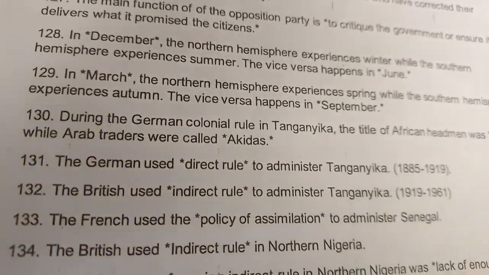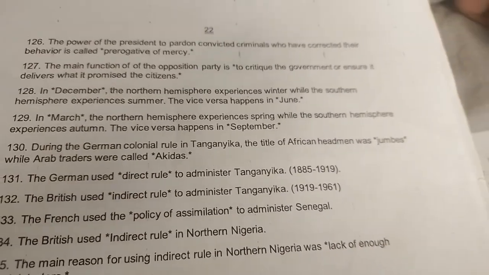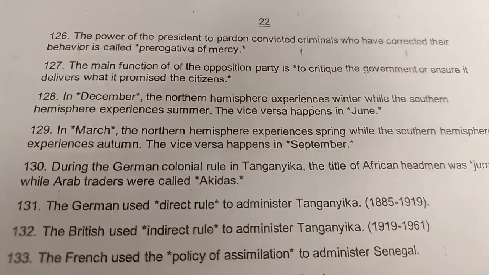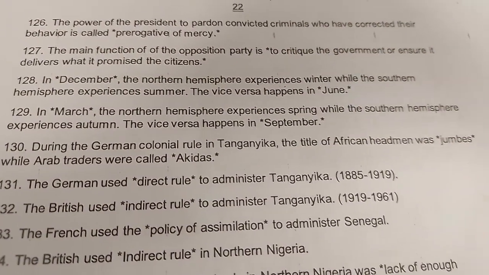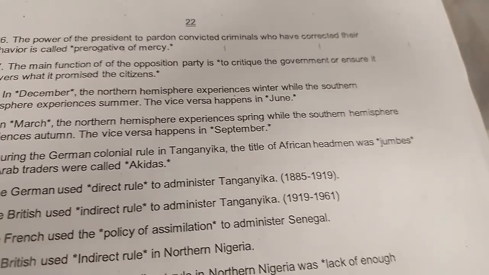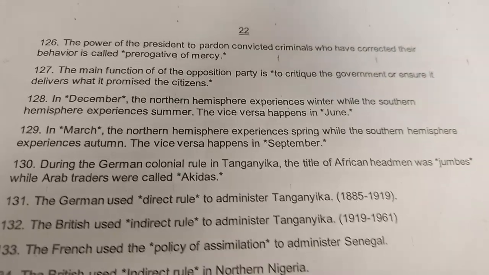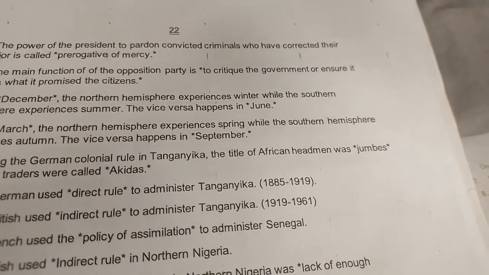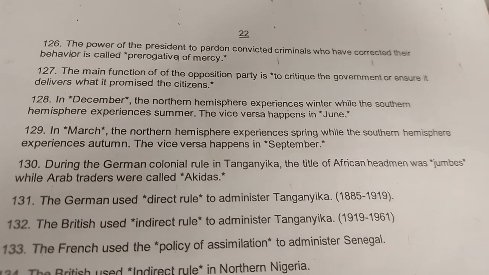During the German colonial rule in Tanganyika, the title of the African headman was called Jumbes. Question number 130: during the German colonial rule in Tanganyika, the title of the African headman was called the Jumbes. The Arab traders were called the Akidas. So Akidas were the Arab traders, and the Jumbes were African headmen in Tanganyika during the colonial period.